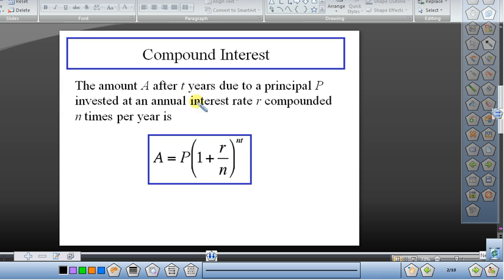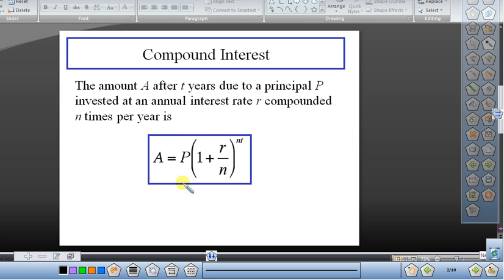The next formula is compound interest. Compound interest is a little bit different in that we are going to take the interest more than one time in a year. We're going to take it maybe monthly or weekly. We could take it annually. We could take it quarterly. So those are the things that compound interest involves.